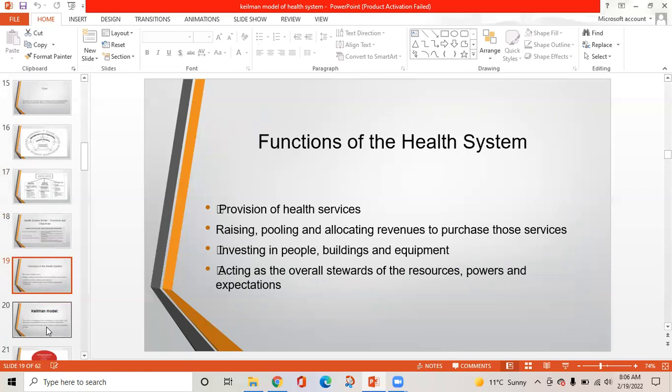Functions of the health system are provision of health services, raising, pooling, and allocating revenues to purchase those services, investing in people, building and equipment, and acting as the overall stewards of the resources, powers, and expectations.